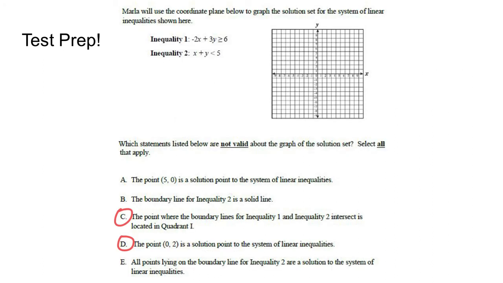On this one, if you graphed them and then you looked at these, oh, you know what? I just messed this up. This says which statements are not valid. And I picked the ones that were valid. So there's that. Valid means true, by the way. C and D were true. A, B, and E were not. So your correct answers here should be A, B, and E because all of those are not true about that solution set. (5, 0) fell outside. Inequality 2 had a dashed line. And because inequality 2 had a dashed line, the points on the line were not solutions. So A, B, and E were all not true statements.